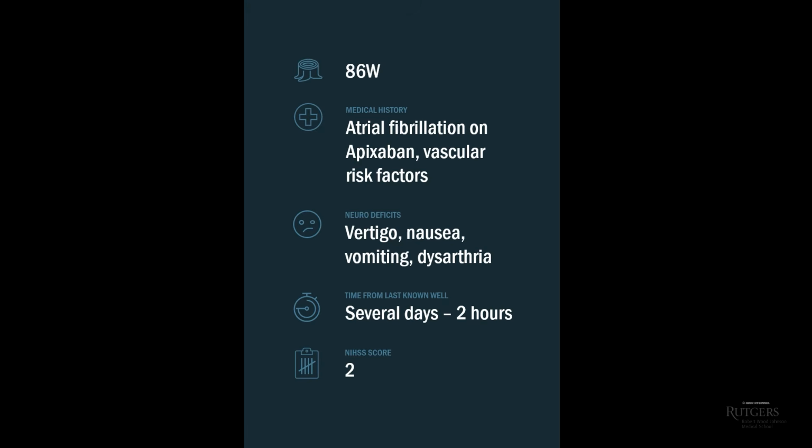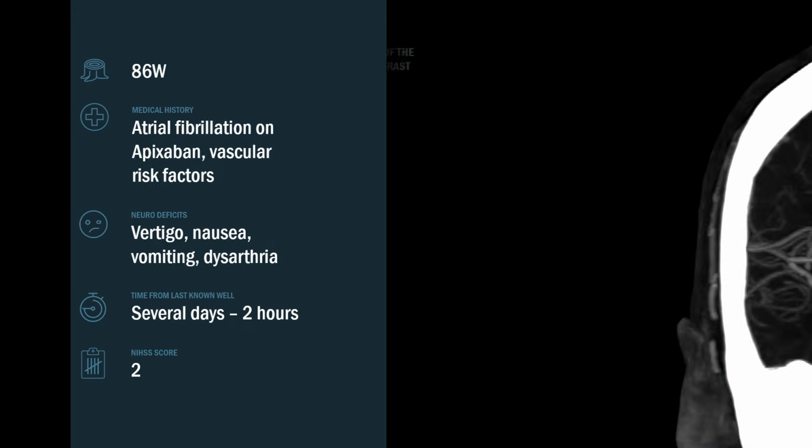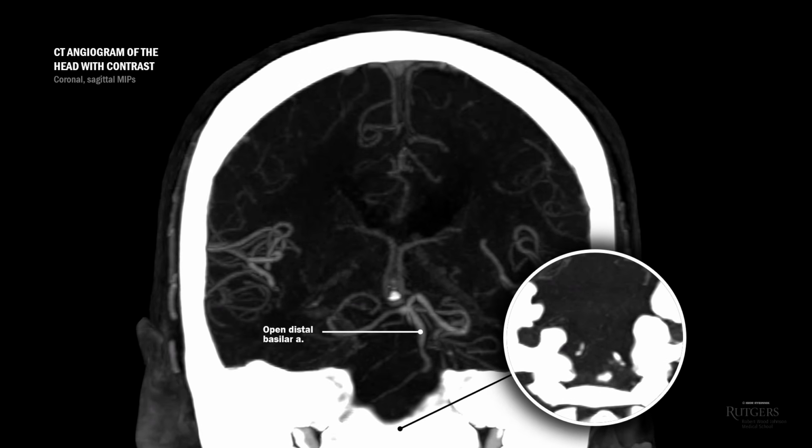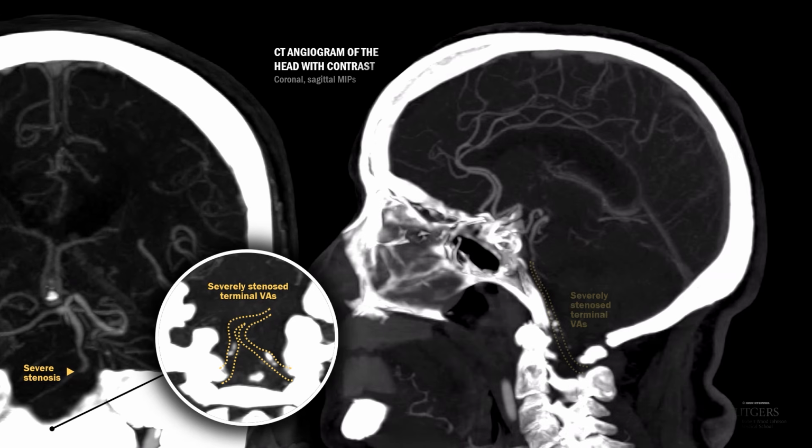On arrival to the emergency department, her NIH stroke scale score was 2 for mild ataxia. That's not particularly surprising since NIH stroke scale is really designed to quantify anterior circulation lesions. CTA was obtained. Basilar artery is severely stenosed at the origin, and both terminal vertebral arteries are practically non-existent. Here's the sagittal view. Incidentally, symptomatic large vessel atherosclerotic disease, like in this patient, is a common cause of posterior circulation infarction.